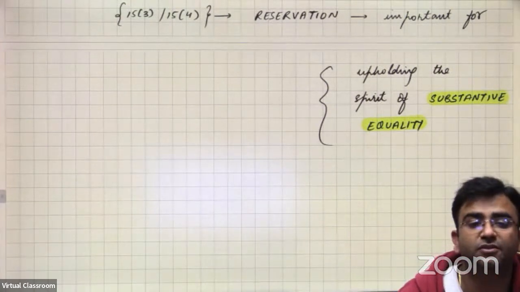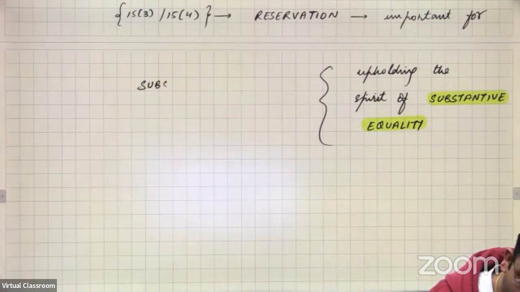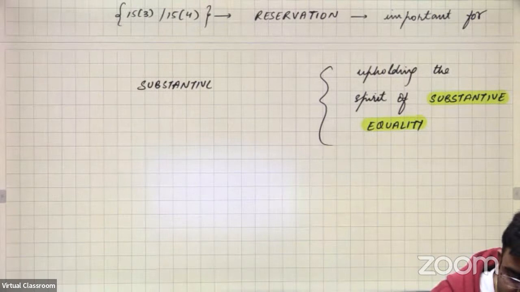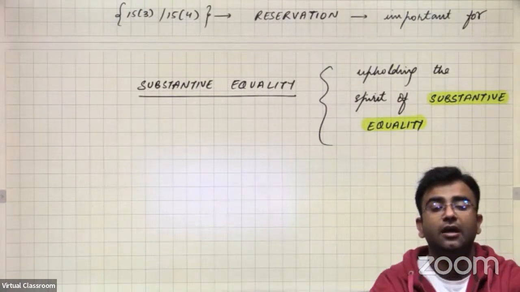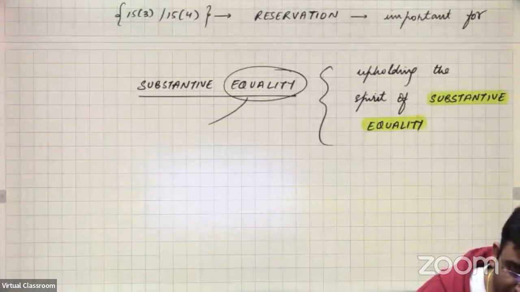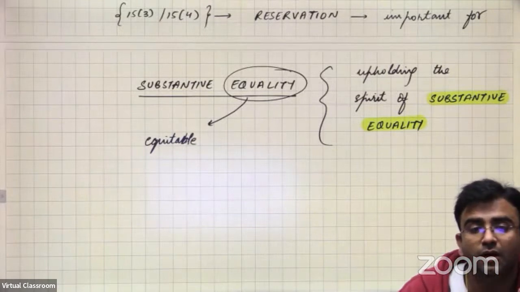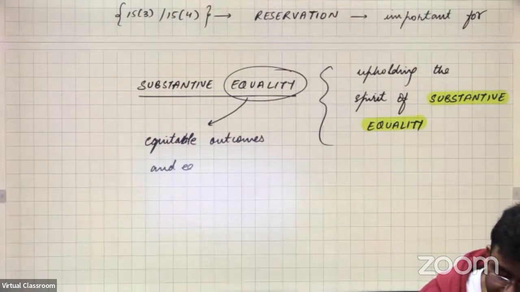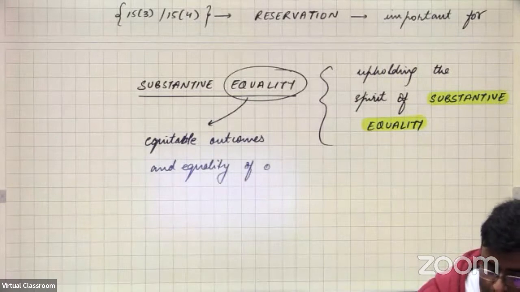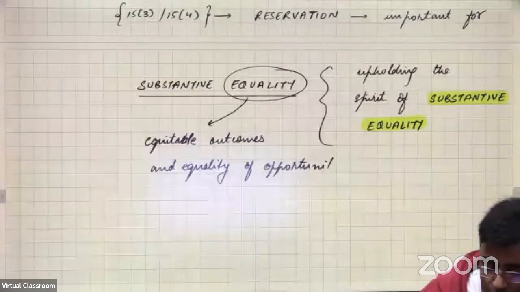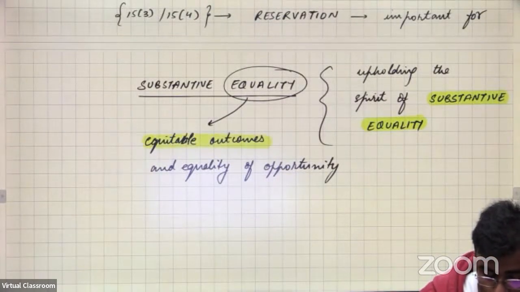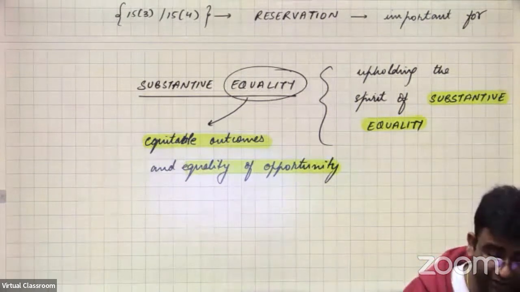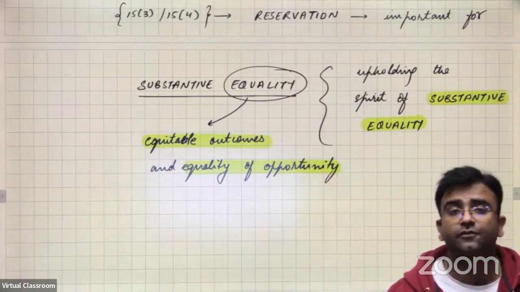Now let us understand what is substantive equality. Yes, it is a very potential question in Mains: what do you understand by the term substantive equality? Substantive equality means the equality that focuses upon equitable outcomes and equality of opportunity. When any effort of the government results into equitable outcome and equality of opportunity, that, my dear friends, is known as those policies that uphold the spirit of substantive equality.